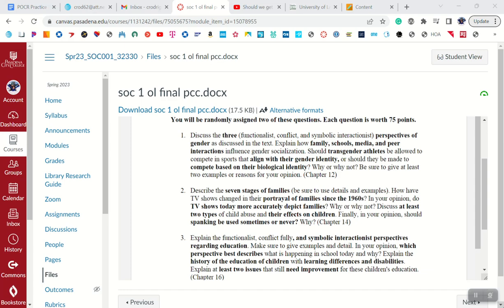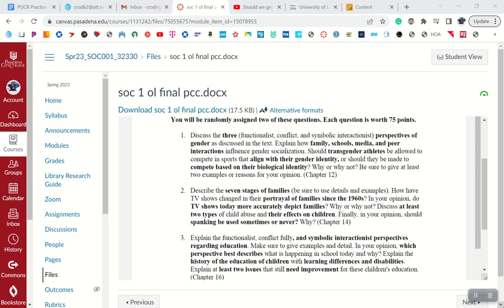So make sure that you give some examples. Don't just say family is an important agent when it comes to gender socialization. That is true. What do families do? Give a couple of examples there. Same thing with all the others. And remember, you must discuss all of them.